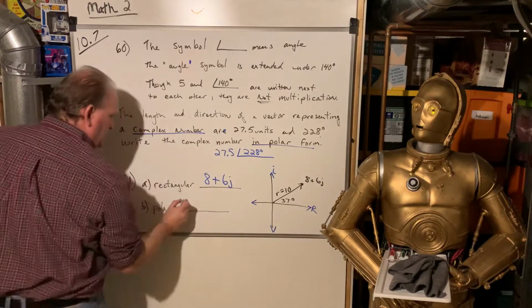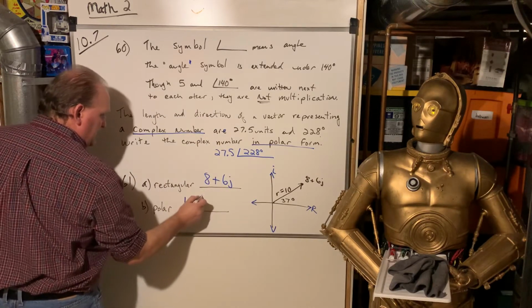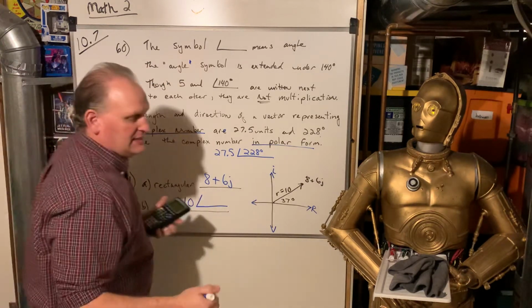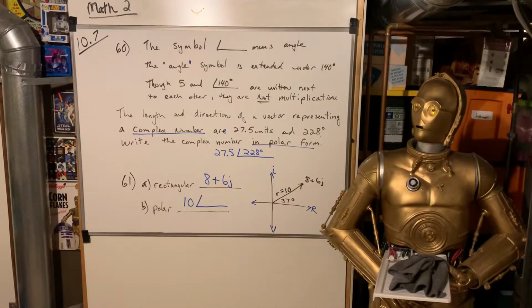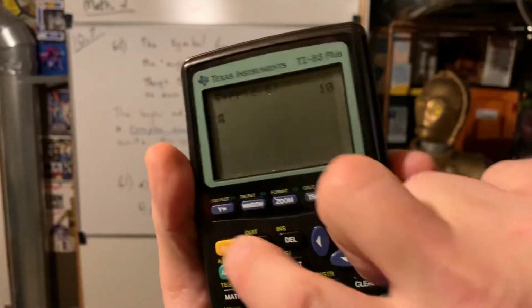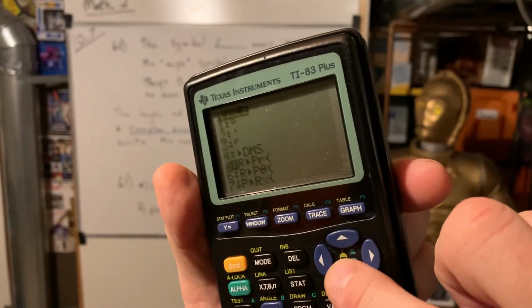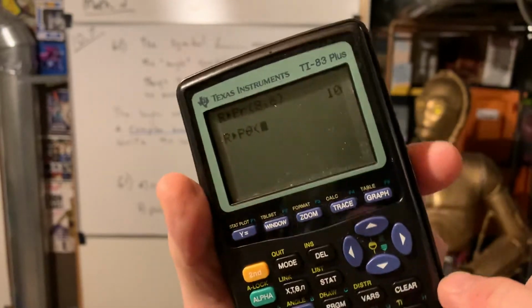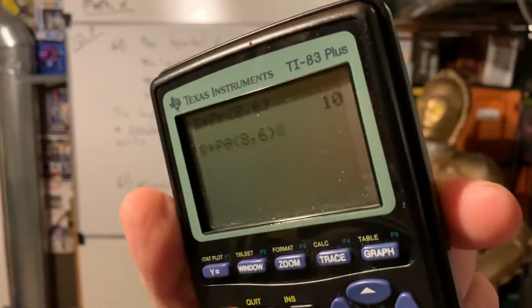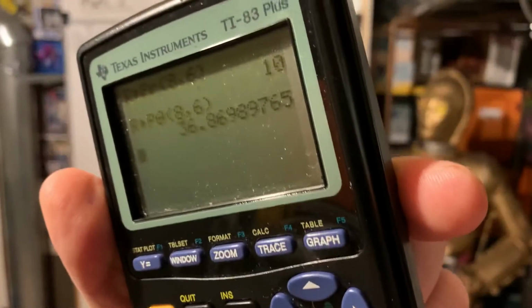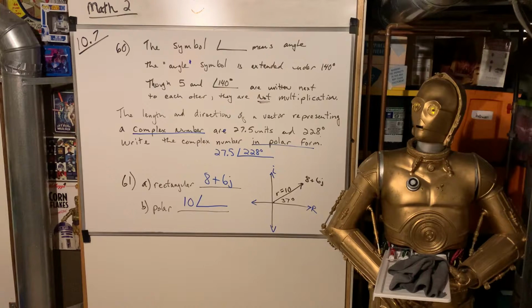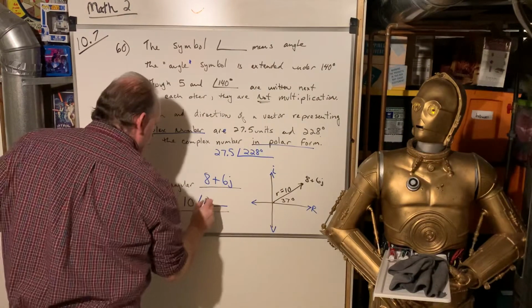So for polar, we have 10, and then because it's imaginary, you do this really big angle sign, and we're going to write the angle inside there. We already know it's 37, but again, we're going to use 8, 6. We go from rectangular to polar, so second angle, rectangular to polar theta, and we do 8, 6 again, and then hit enter. There is our 36.86, so we'll call it 37 degrees. And that goes in there.